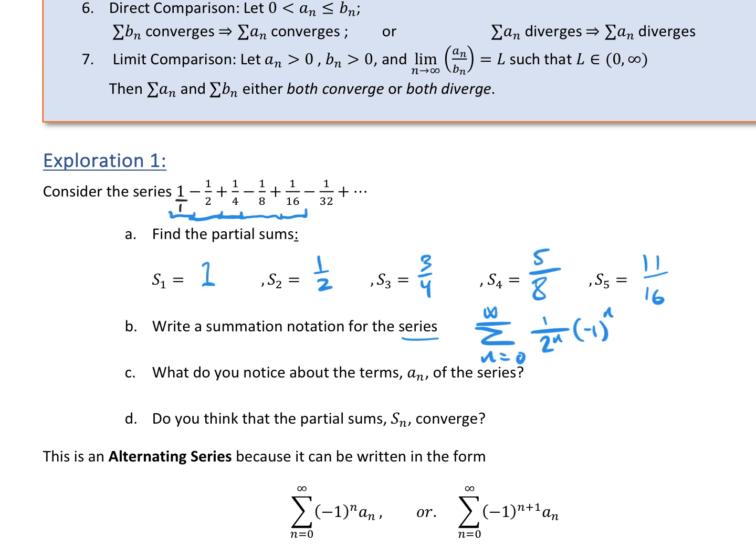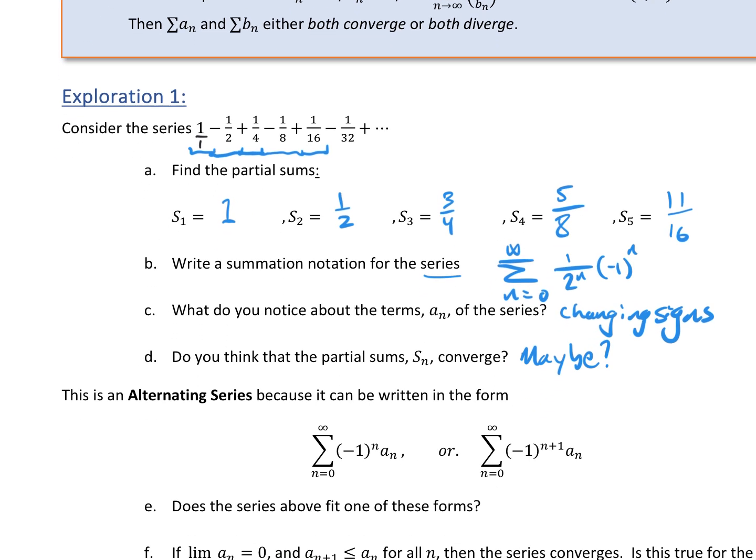And what do we notice about the terms a sub n? Well, they are changing signs, or they're alternating signs. Okay, so going back and forth. So do we think the partial sum converges? What do you think? It is shrinking, right? 1/2, 3/4, 5/8, 11/16. Well, it's growing. It shrinks and grows and shrinks and grows. 11/16, remember, is actually bigger than 5/8, because this is really 10/16. So right now we might be thinking maybe.